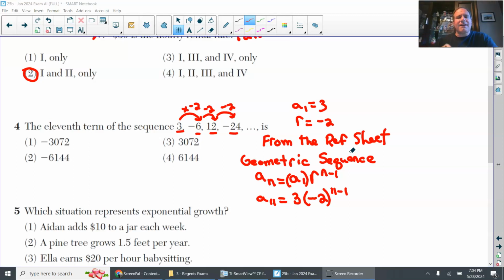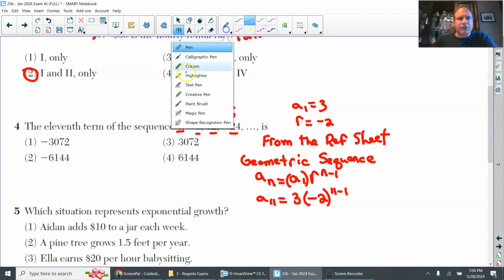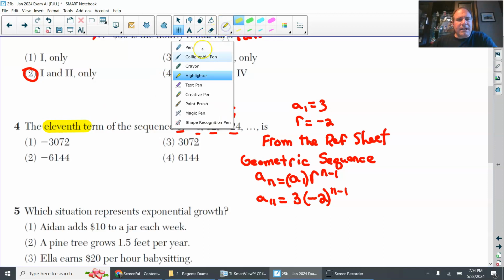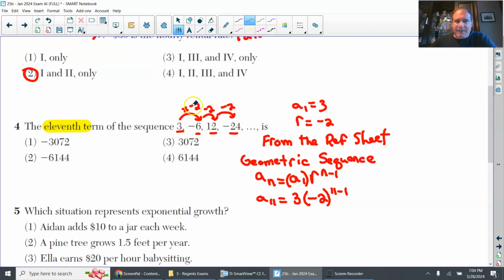So a sub 11 is the 11th term that we're looking for. So that's the n, the 11th term. So after that, you notice that my common ratio is negative 2. So I put 3 times negative 2. And then the n is 11, 11 minus 1. When you put this directly into the calculator, the a sub 11 is 3072. And you put it directly into your calculator, that is your answer.